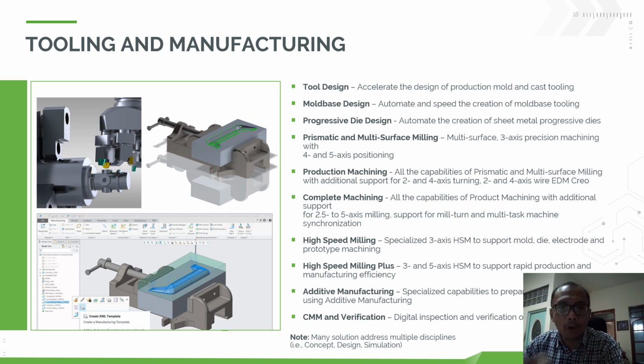Then next, the mold-based design. And then we have the progressive die design. Of course, we have the pragmatic and multi-surface milling. And then we have the production machining. We have the complete machining for 2.5 to 5-axis milling, for example. And then, of course, we have the high-speed milling, high-speed milling plus. And then we have the capabilities of additive manufacturing, and then of course we have the CMM and verification.